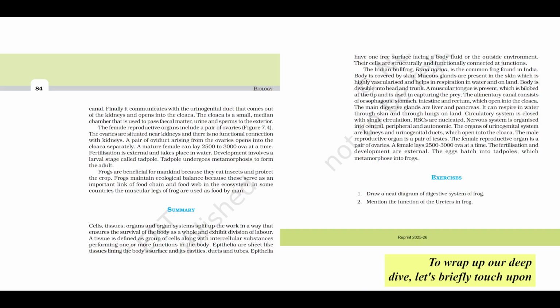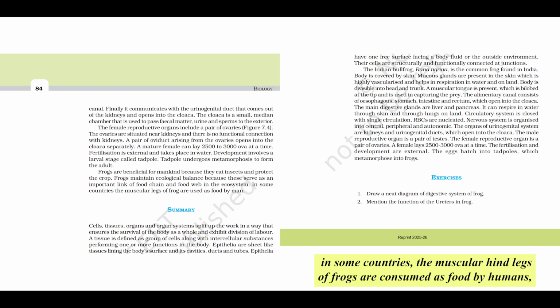To wrap up our deep dive, let's briefly touch upon the ecological and economic importance of frogs. This sometimes appears in general knowledge or applied biology questions. First, frogs are highly beneficial for mankind because they are voracious consumers of insects. They help control agricultural pests naturally. Second, they play a crucial role in maintaining ecological balance. They are an important link in food chains and food webs. They eat insects, and bigger things eat them. Exactly. They occupy a middle trophic level, vital for energy flow and ecosystem stability. Removing them would have significant ripple effects. And finally, on a more direct note, in some countries, the muscular hind legs of frogs are consumed as food by humans, highlighting their economic importance, though regulated.